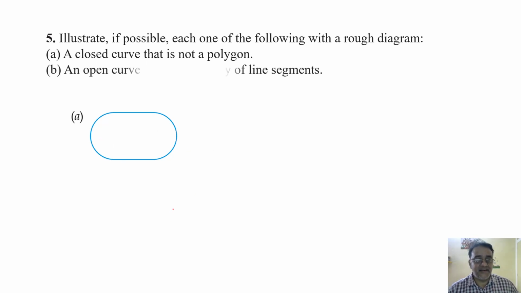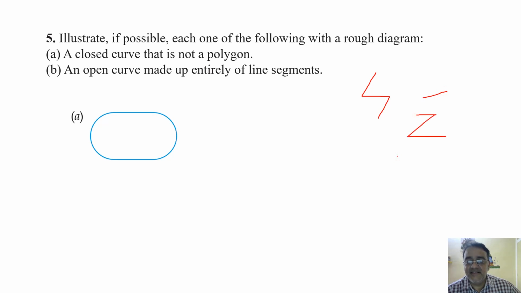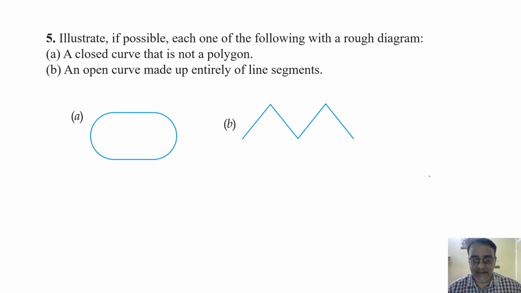Second, an open curve made up entirely of line segments. Make any open curve. Look, I made one like this. This is open and this is made up of line segments. Or a Z, or an M. This is also made up of line segments but not closed. It is open. So this is also one example. The second question is clear.